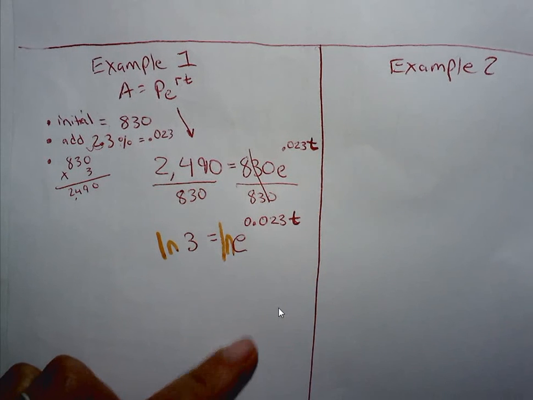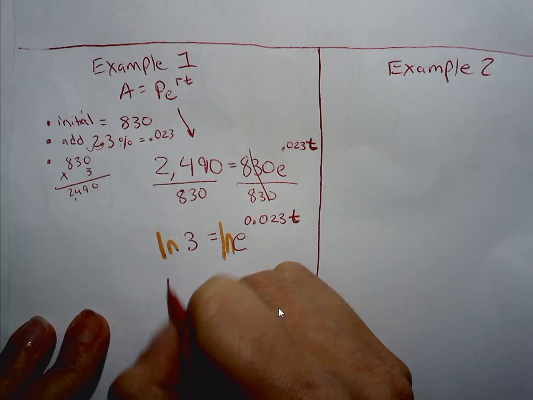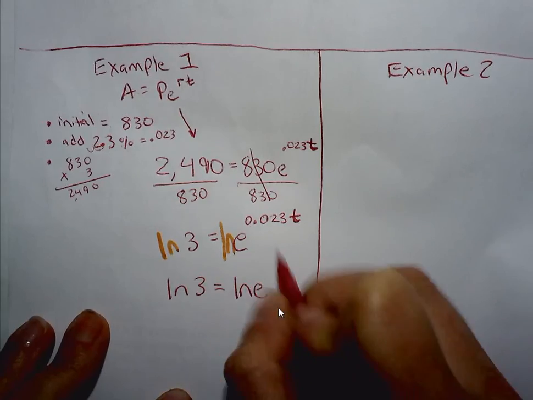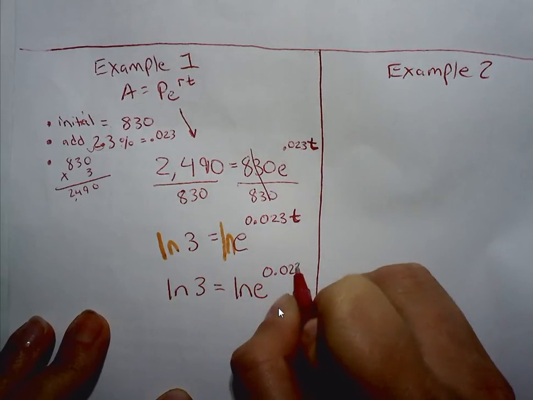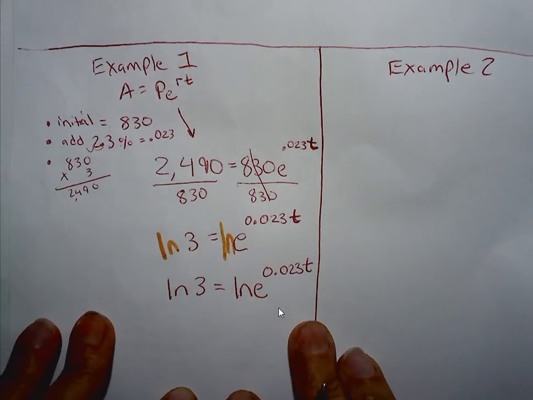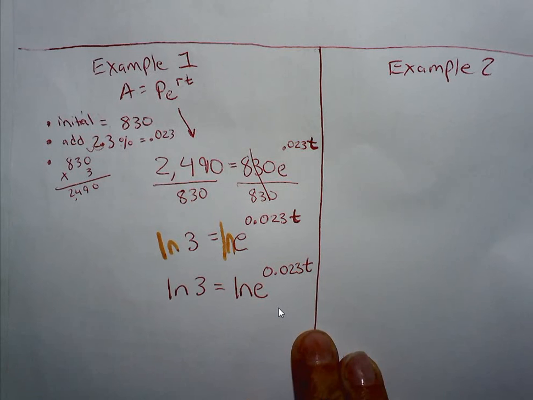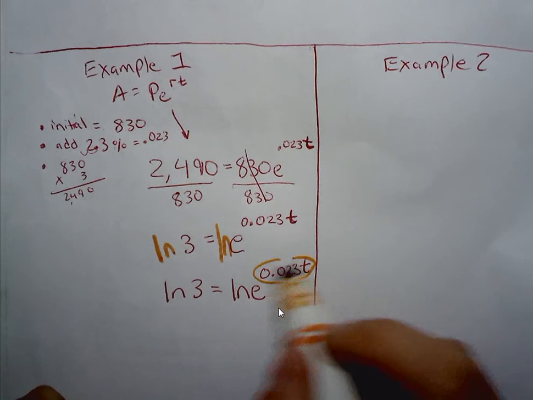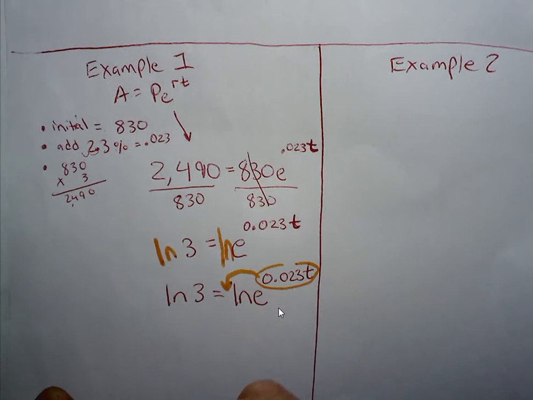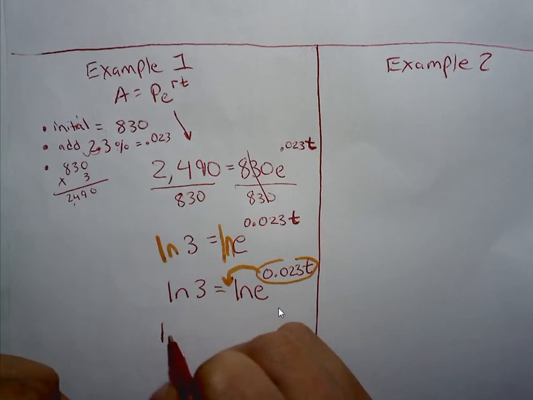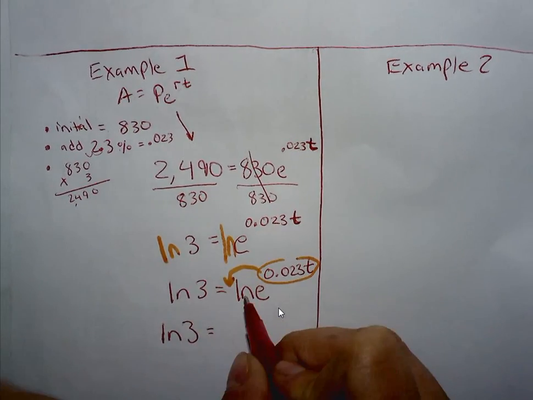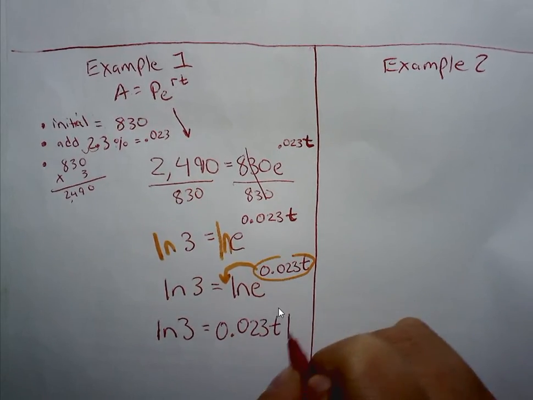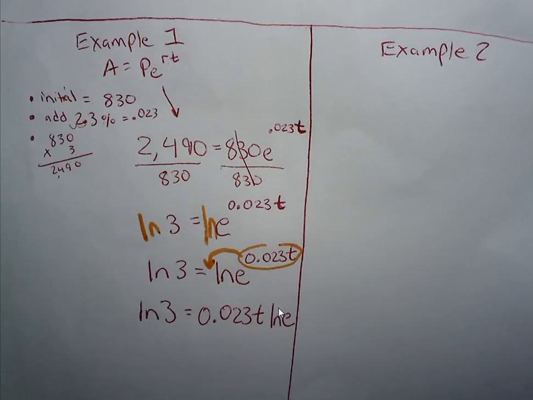Alright, so now I have the natural log of 3 is equal to the natural log of e to the 0.023 to the t. Now, the whole point of taking the log or the natural log of both sides is so this exponent comes down here. So this is going to be the natural log of 3 is equal to 0.023 to the t times the natural log of e.